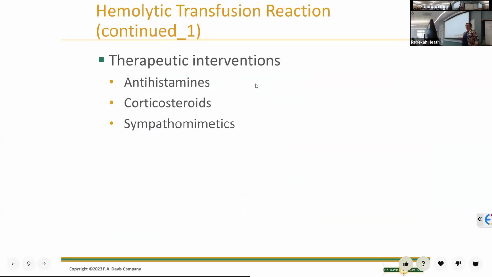So therapeutic interventions, if they're having a hemolytic reaction, we might give them some antihistamines, some corticosteroids, and sympathomimetics. Especially with some of our oncology patients, because we're suppressing their immune system with their treatment, if they need a blood transfusion, they often will have some of these febrile reactions. A lot of times they'll get pre-medicated by their doctor. They'll just say, before you begin, give them some Tylenol, give them some Benadryl. Let's see if we can diminish the symptoms of that reaction because we know they're probably going to have one because of their history.